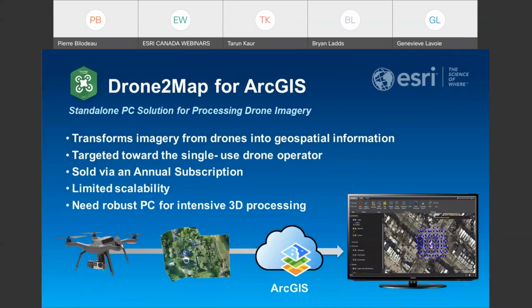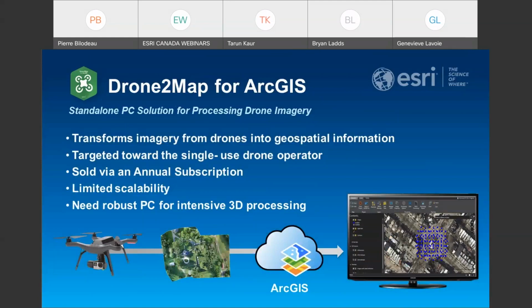Now, of course, prior to adding drone imagery to a mosaic dataset, you need to apply some photogrammetric processes to the raw imagery using a product such as Drone to Map for ArcGIS. This is our standalone PC solution for processing drone imagery. It's easy to use. It's a good entry point for GIS users that are not imagery specialists, as Pierre mentioned.